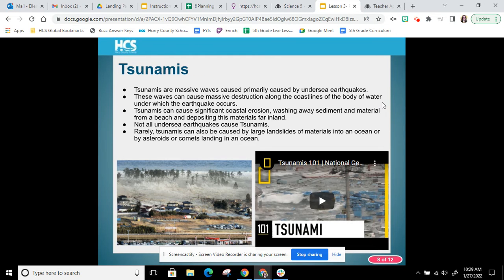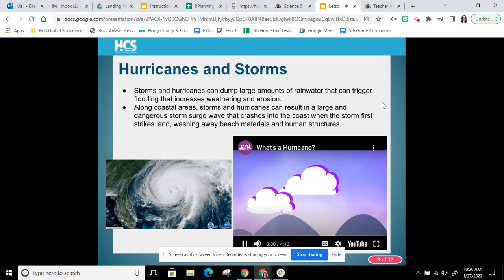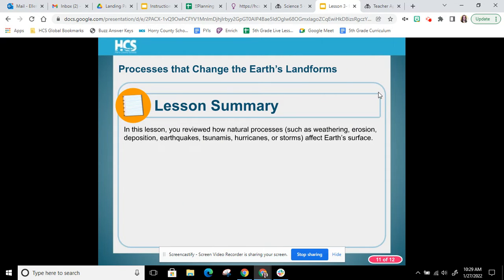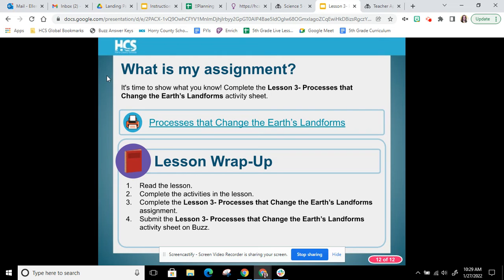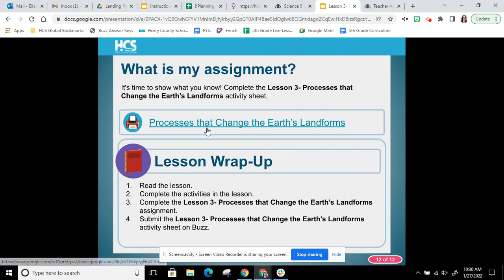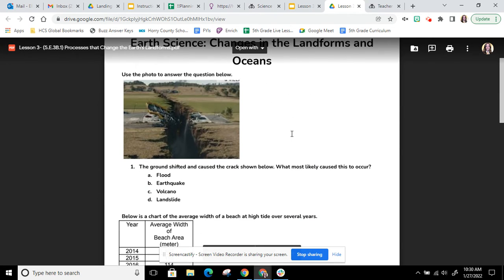And you'll do the same thing with tsunamis, hurricanes and storms. And then you've got it broken down with landslides, volcanic eruptions, and floods. That's your lesson summary. And then your assignment, which is called Processes That Change the Earth's Landforms. You can click here to open up the assignment. And you'll go through and answer these questions.